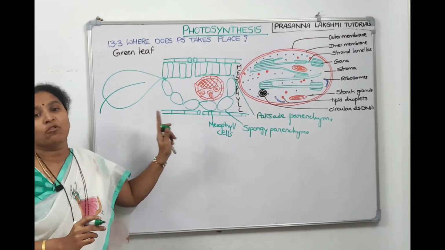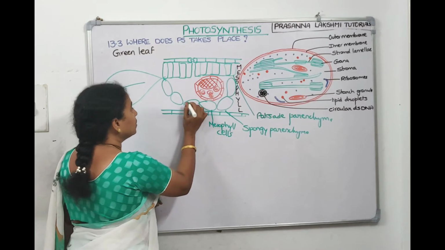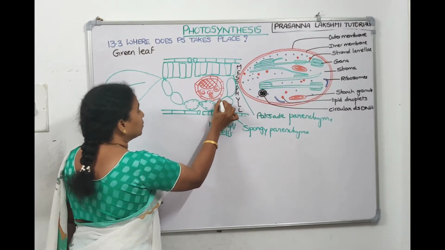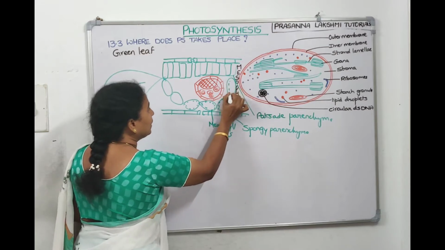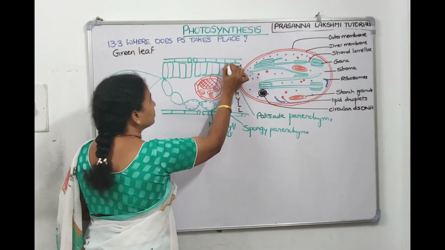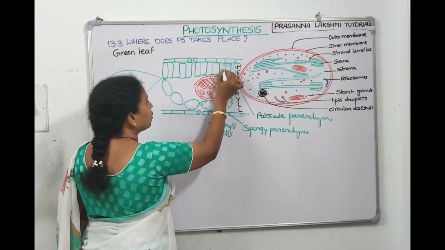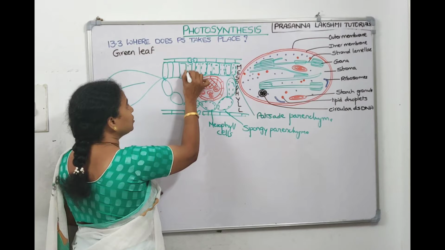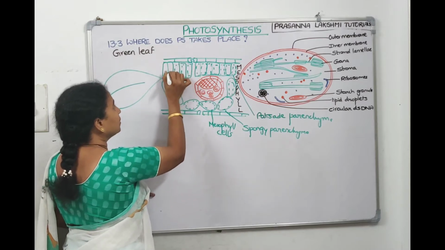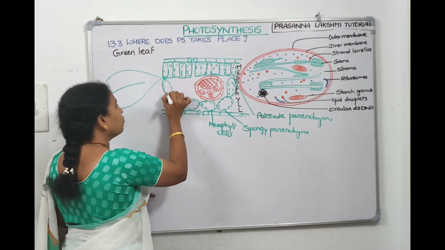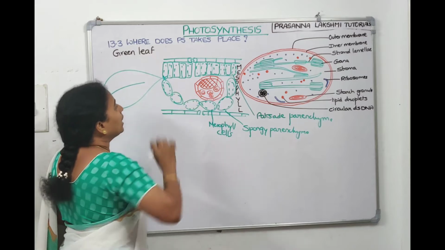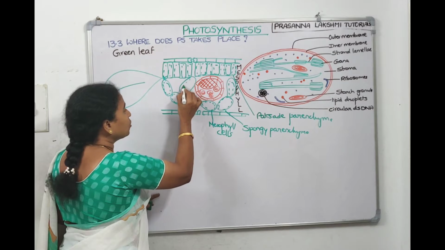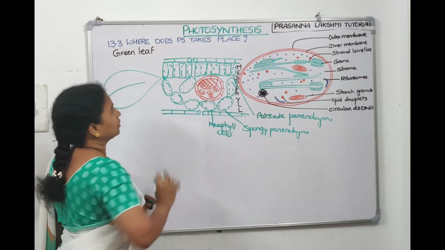Inside the mesophyll cells, chloroplasts will be there. So these are the chloroplasts that we are drawing. Each mesophyll cell contains many chloroplasts. All these dots that we are drawing are the chloroplasts, right children? Chloroplasts keep moving depending upon the light intensity. So these are the mesophyll cells, and these dots represent the chloroplasts, right?